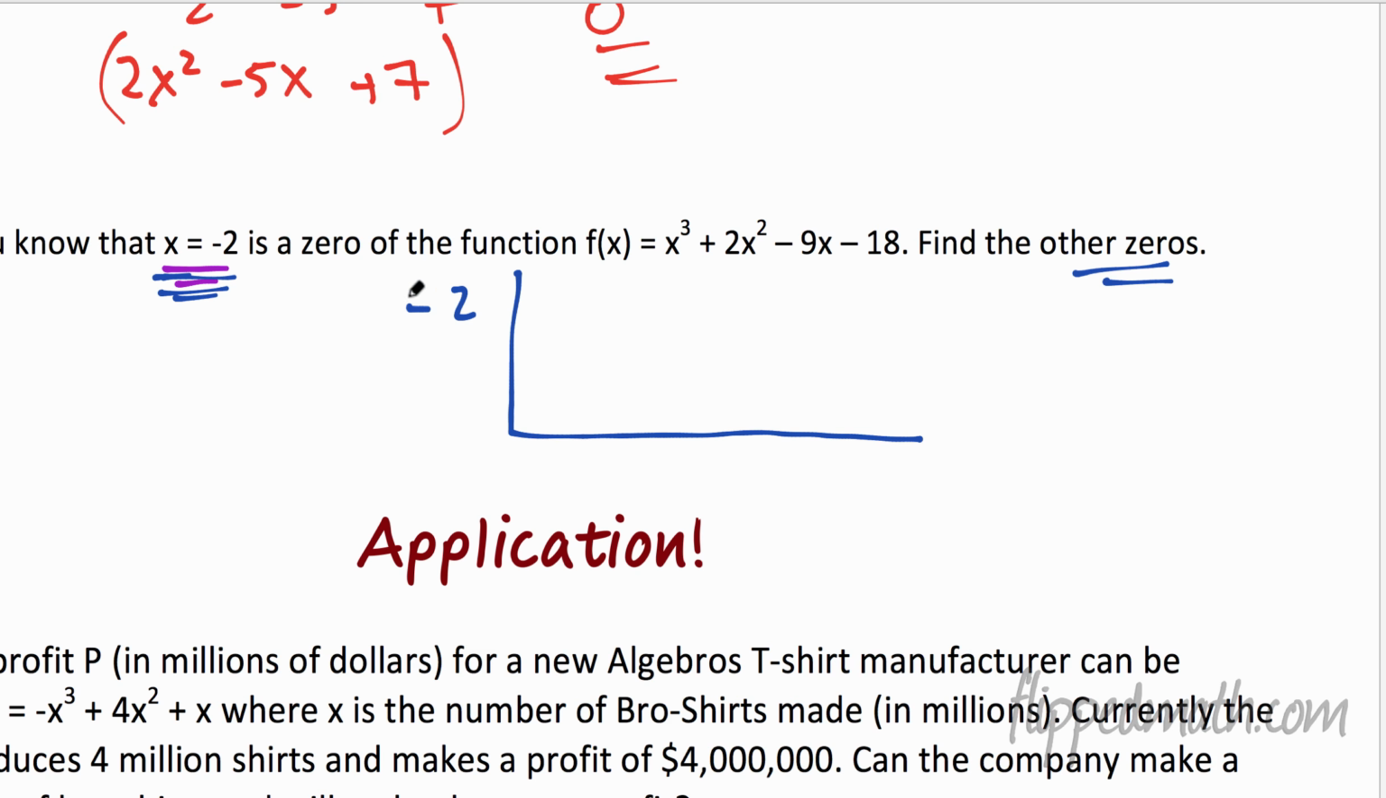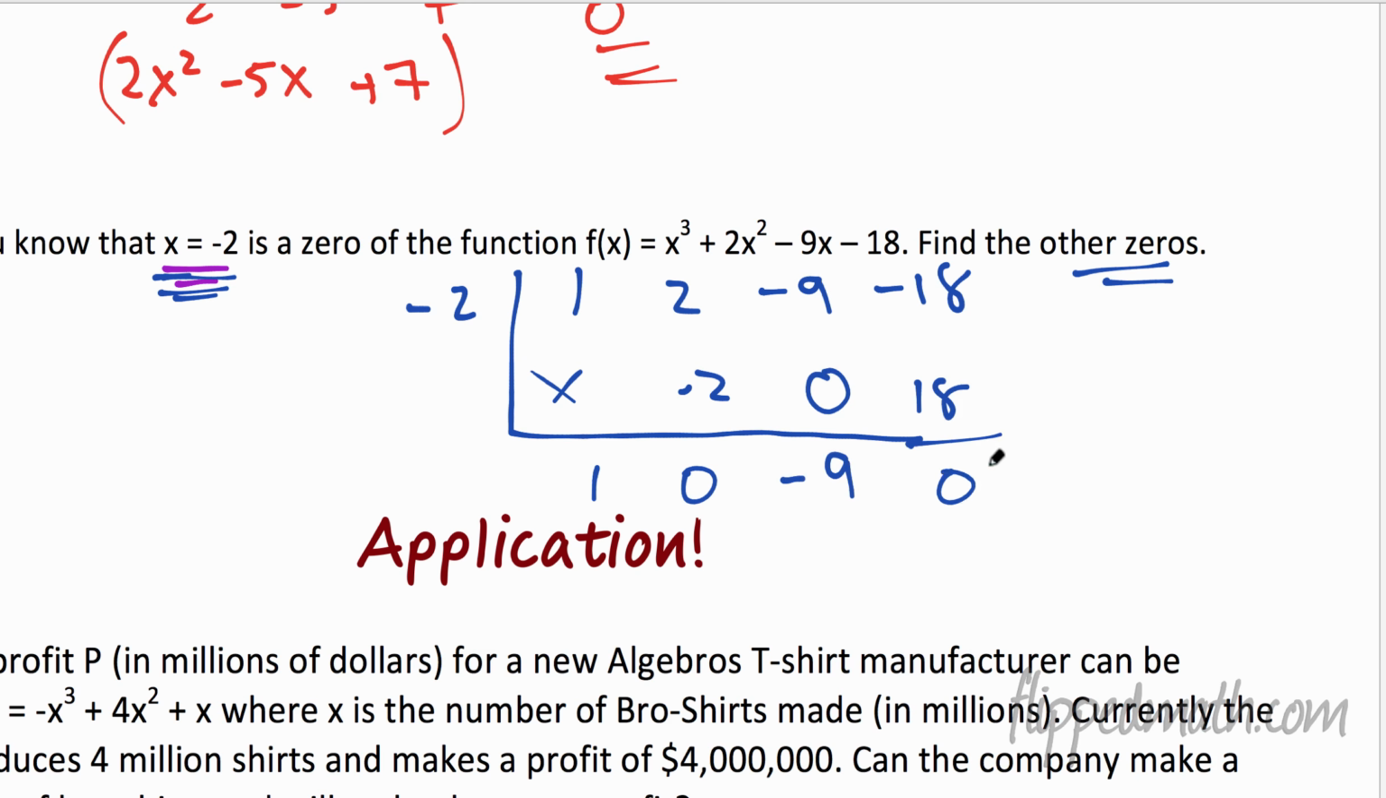So we know that x minus 2 is a 0. So let's, what do we get? 1, 2, negative 9, negative 18. So put an x there, bring a 1 down. So negative 2 times 1 is negative 2. We get a 0. Get a 0 again. Negative 9. We get an 18, and it works out. So it is a 0. We know that. We got a remainder of 0. Let me say that all again. x equals negative 2 is a 0 of the function because we get a 0 for the remainder.